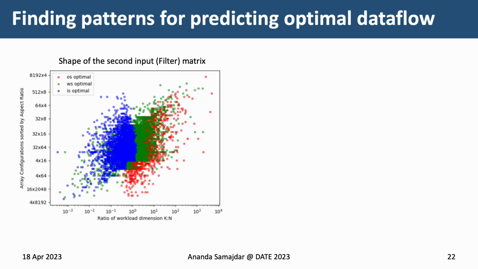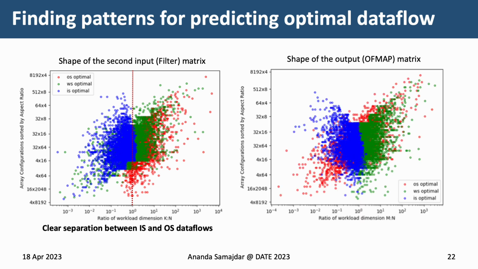This separation can be seen when we construct a similar plot with the shape of the weight and the output matrices. In the first plot, there is a clear separation between input stationary and output stationary data flow, while in the second plot, there is a clear separation between input stationary and weight stationary data flow.